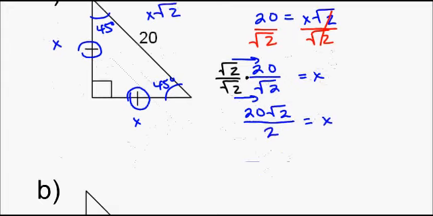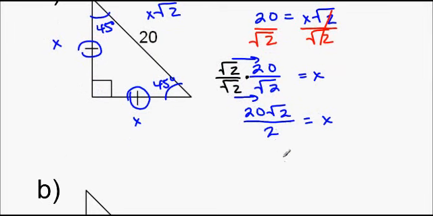And now we're almost done. I see I have a 20 divided by 2. I can simplify that to 10 square root 2. And that is my missing side length. Okay?